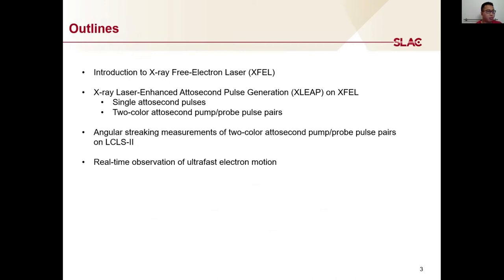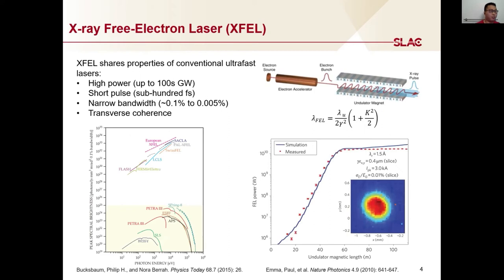So after that, I will talk about how to diagnose attosecond FEL pulses by angular streaking. In the last part, I will talk about our attosecond campaign experiment, which uses attosecond pump-probe pulse pairs to do real-time observation of ultrafast electron motions. And FEL is a fourth generation light source producing extremely bright and short pulses of radiation.